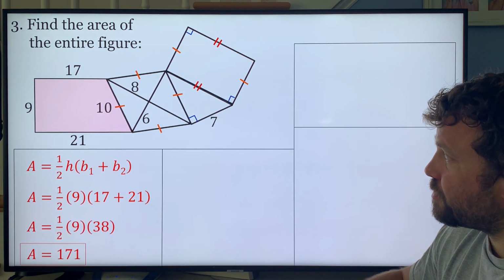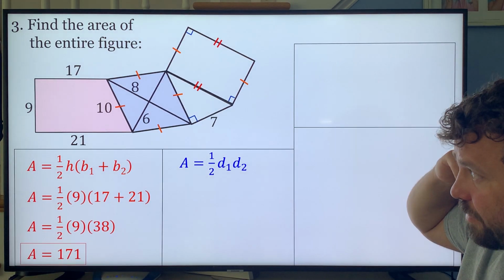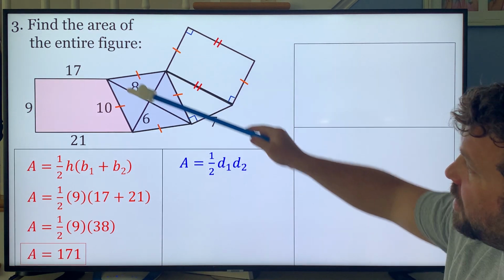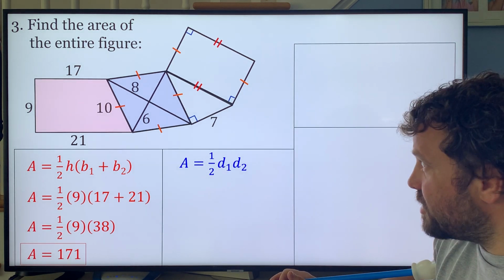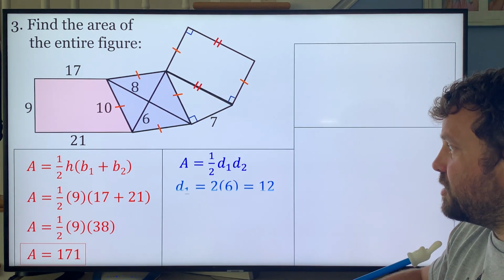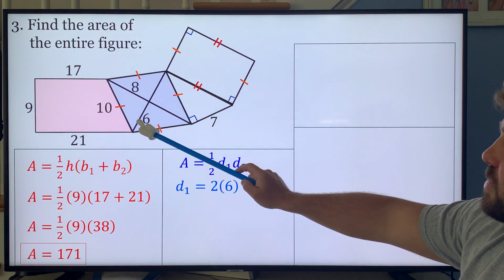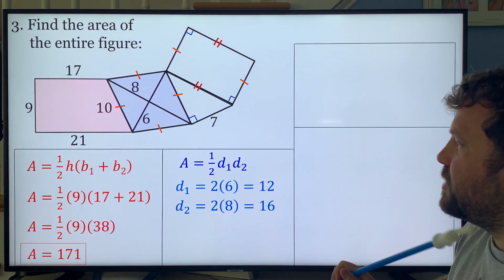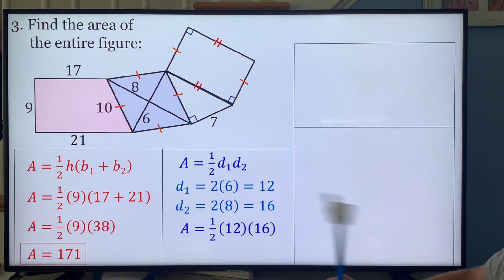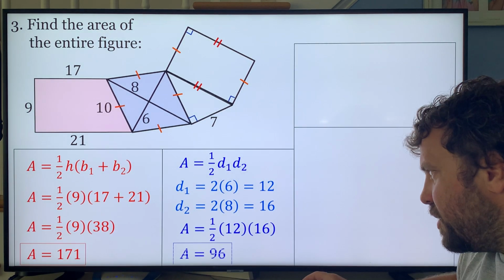Found the first part. Now we got to use this guy. What is that? It's a rhombus. Now 8 is the distance from here to here and 6 is the distance from there to there. So those are not the diagonals. Your diagonals are twice each of those numbers. So diagonal 1 is 2 times 6, which is 12. Diagonal 2 is 2 times 8, which is 16. The area is half of 12 times 16, which is 96.